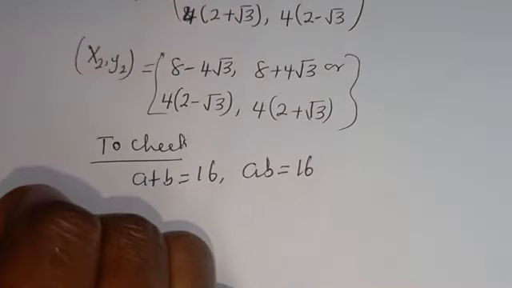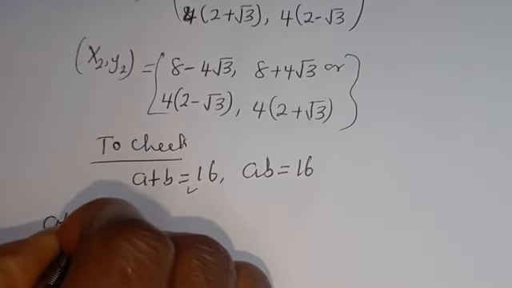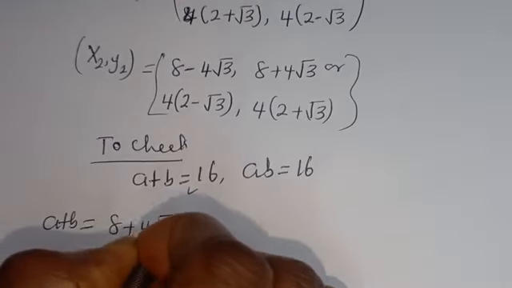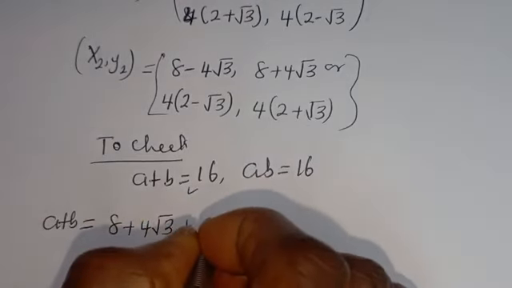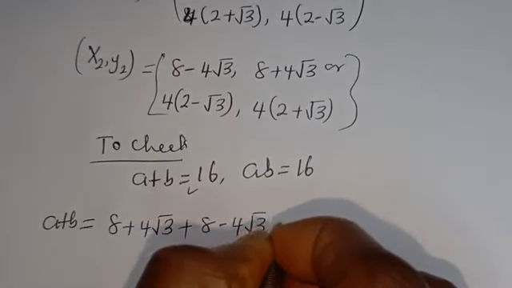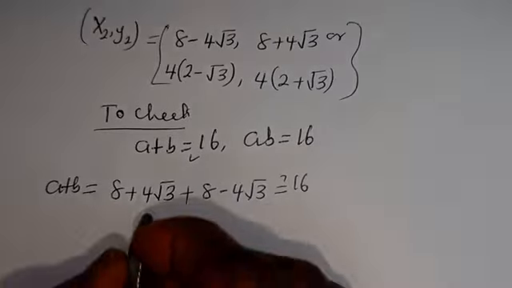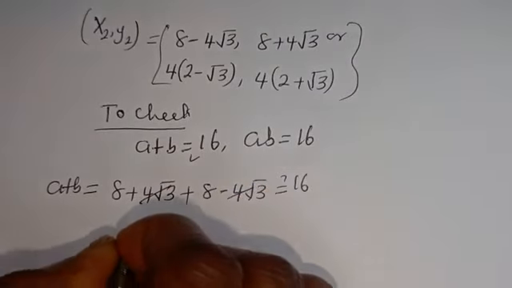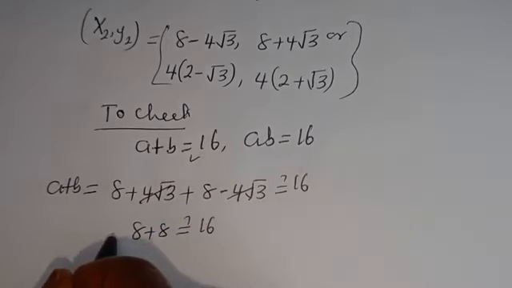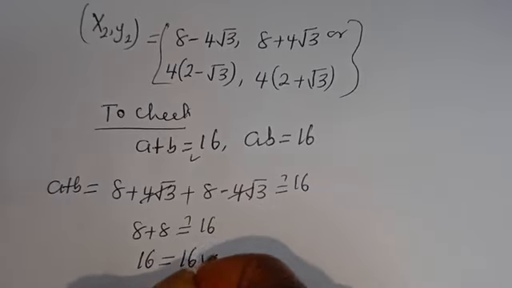Then, let's consider this. A plus B is equal to 8 plus 4 root 3 plus 8 minus 4 root 3 must be equal to 16. Then this, we cancel this. We have 8 plus 8 must be equal to 16. 8 plus 8, this is 16, is equal to 16, which is true.